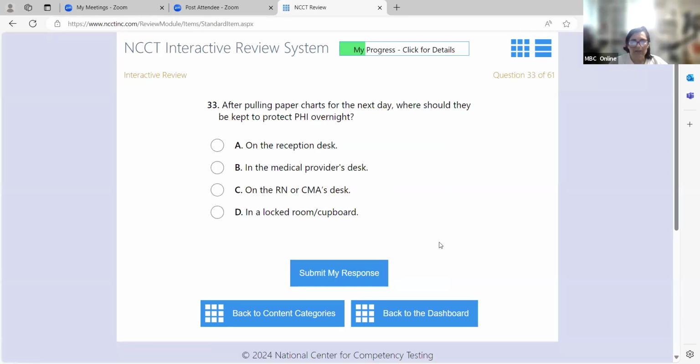After pulling paper charts for the next day, where should they be kept to protect PHI overnight? So where would you keep charts so that if anybody broke into the office they could not get to them? Would you keep them on the reception desk, in the medical provider's desk, on the RN or CMA's desk, or in a locked room or cupboard? Locked room or cupboard?